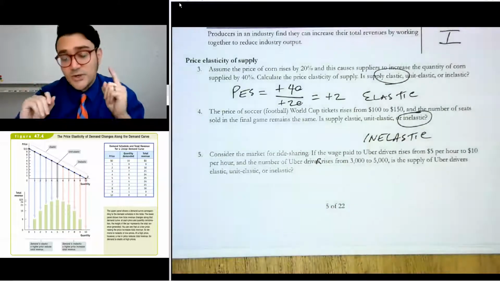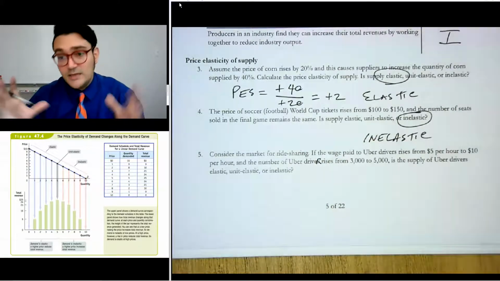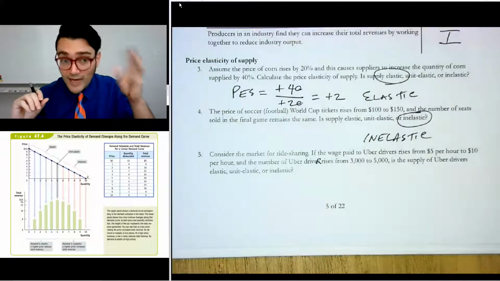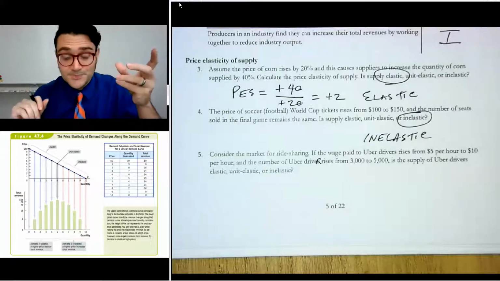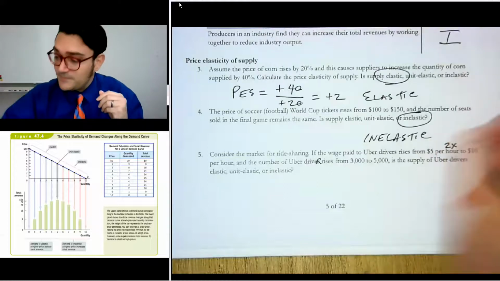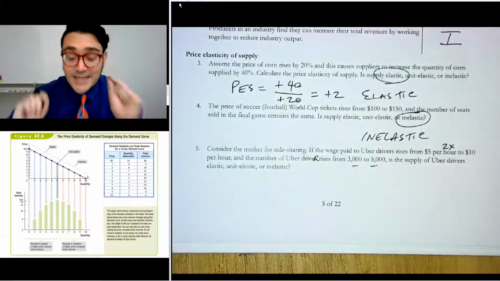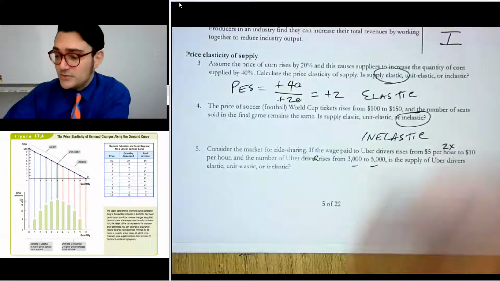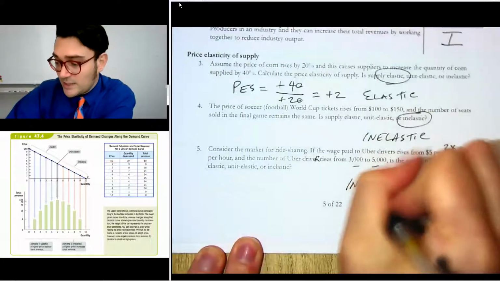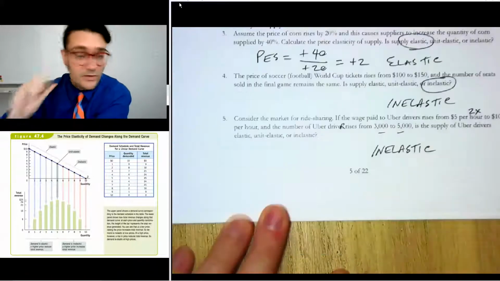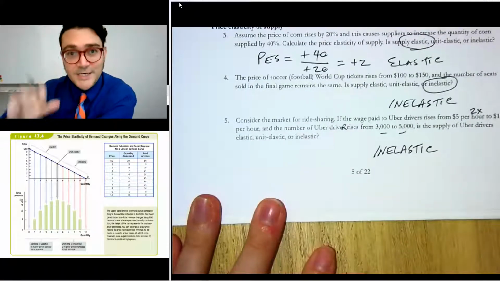So there's two ways to do this. You could calculate it, which is a pain, or you can just observe that the wage, which is the price, doubled. So we had 2 times bigger. Did we have 2 times the supply? No, we did not. We had less than 2 times the supply, so it's inelastic. Now, if you want to calculate it out with me, that's great. I'm going to do that, but otherwise, I'll see you next time.